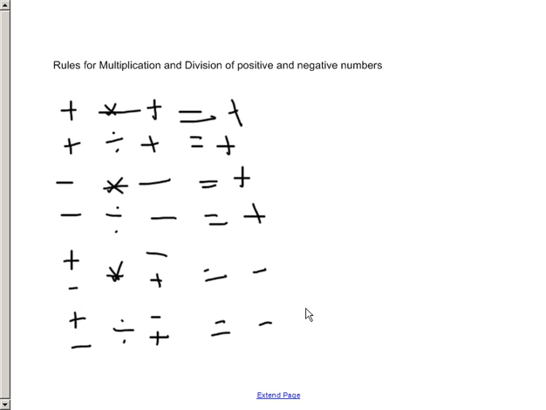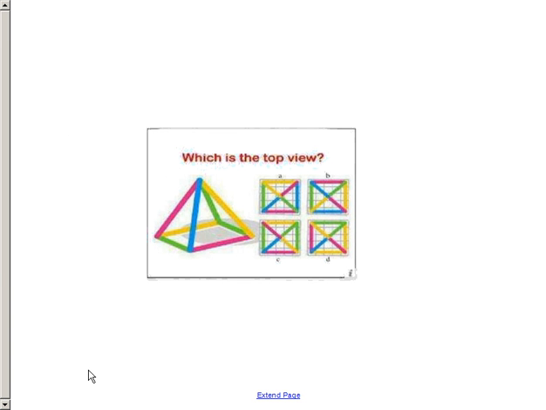In your math journal and in your work on lesson 6.4, you will be working with multiplication and division of positive and negative numbers and applying these rules. So a little thinking and review.